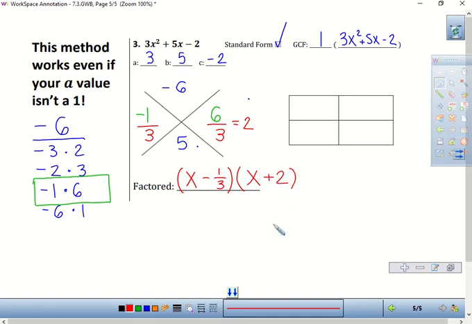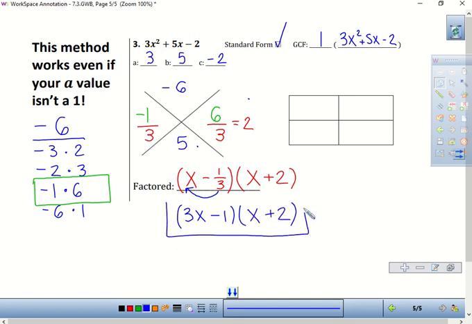Now, we're not quite done yet because, while this isn't wrong, a lot of times you're going to see this written without a fraction. So I'm going to show you how to counteract the fraction. What you do is, you take the denominator of the fraction and it goes in front of your x. Because I just want to make sure that you know how it can be written multiple ways. So they bring the denominator in front of the x.